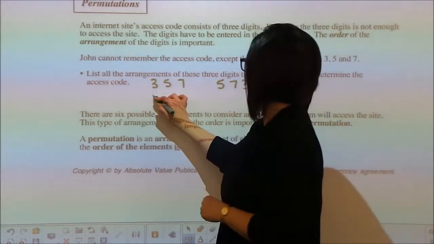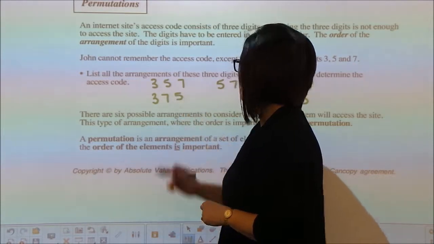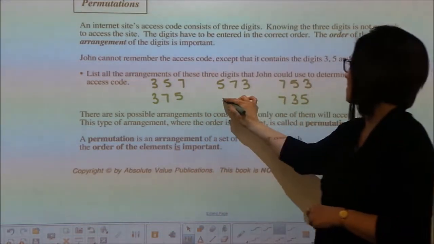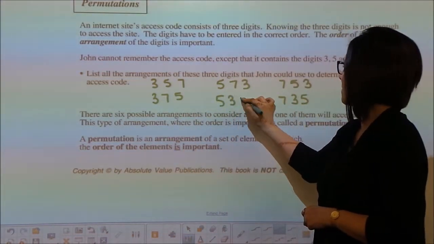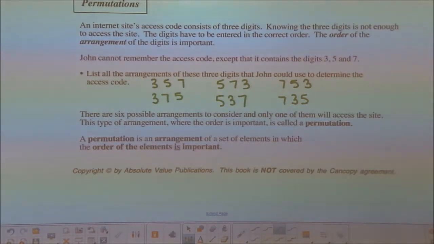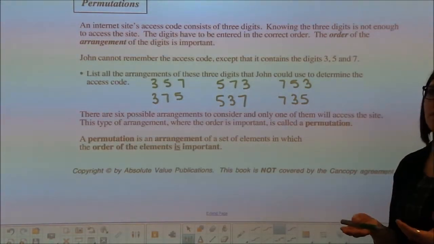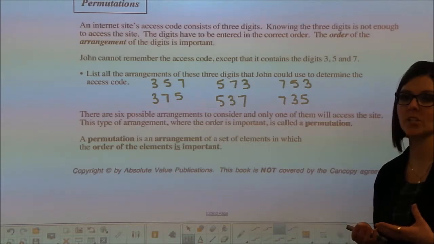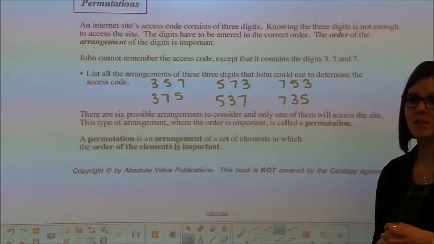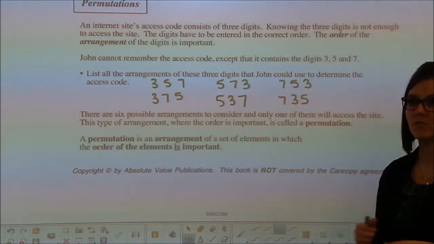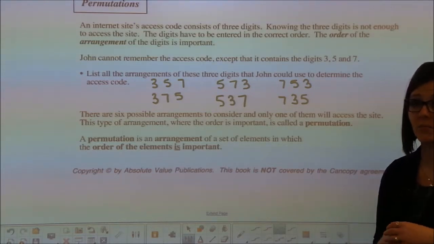375. And 537. So there's 6 possible arrangements to consider. Only one of them is going to access the site. So when I have order importance, we call it a permutation. Like I said before, a lot of these questions can be calculated with factorials or the fundamental counting principle.